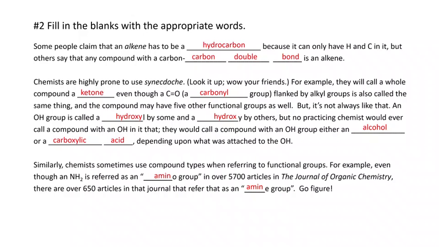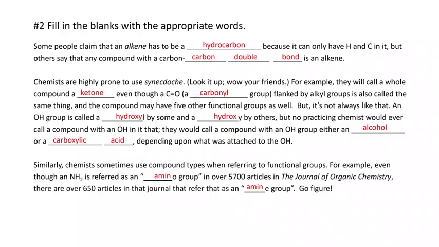But it's not always like that. An OH group is called a hydroxyl by some and a hydroxy by others. But no practicing chemist would ever call a compound with an OH in it that. They would call a compound with an OH group either an alcohol or a carboxylic acid, depending upon what was attached to the OH. Similarly, chemists sometimes use compound names when referring to functional groups. For example, even though an NH2 is referred to as an amino group, in over 5,700 articles in the Journal of Organic Chemistry, there are over 650 articles in that journal that refer to that as an amine group. Go figure.